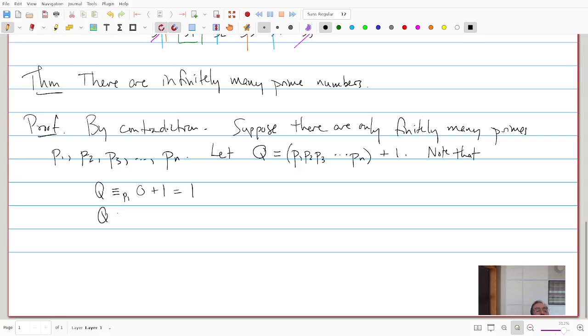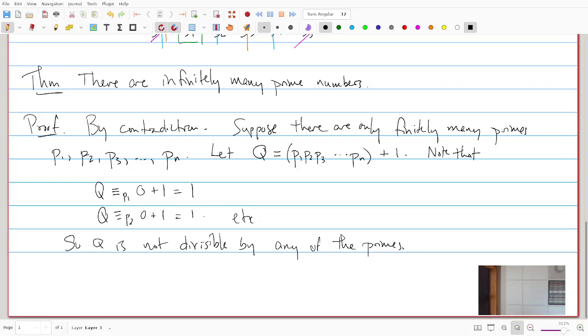Okay, but also Q is 1 more than a multiple of P2, etc. That means Q is not divisible by any of the primes. Does that make sense? You'll see why Q cannot possibly be divisible by any of those prime numbers. Okay? But that can't be.